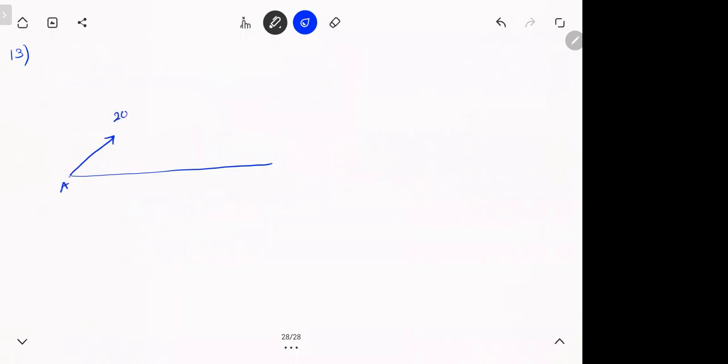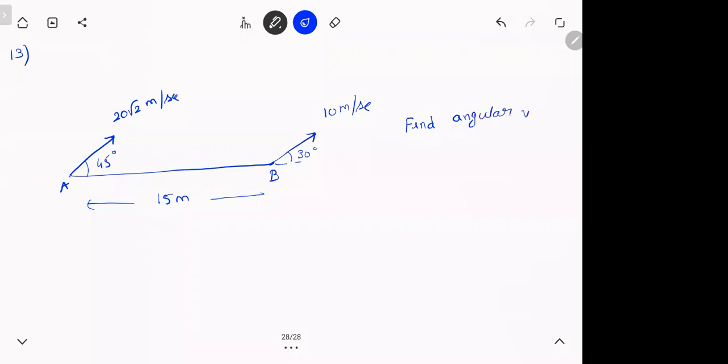You have a particle A here going with 20 root 2 meters per second, 45 degrees, and there is a B here, 10 meters per second, 30 degrees. Distance between them is 15 meters. Find the angular velocity of A as seen by B. Get this thing? If you're standing on B and look at A, what is the angular velocity?